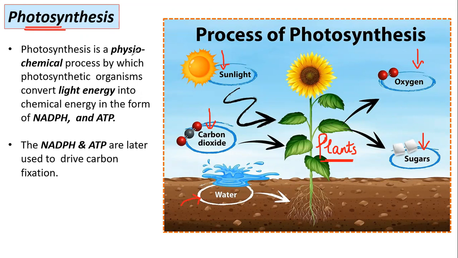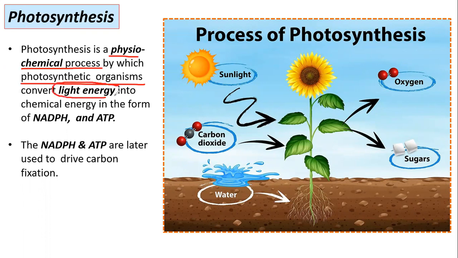As you grow up, you have to change the definition, not the meaning of the definition. You have to modify the way you convey the idea to others. That is, photosynthesis is a physiochemical process by which the photosynthetic organisms, what do you call them? The autotrophs. The photosynthetic organisms convert light energy into chemical energy in the form of NADPH and ATP.